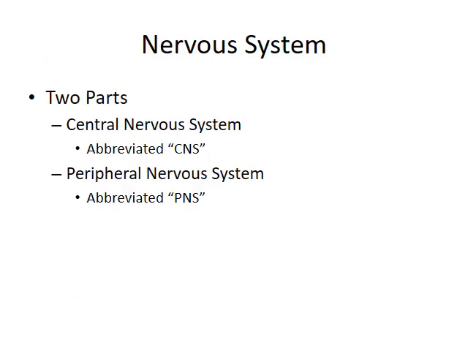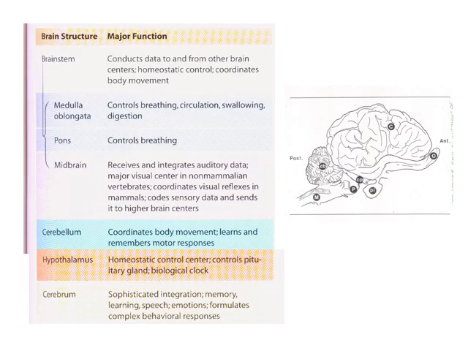When we think about the nervous system, we're dealing with two different parts: the central nervous system, which we'll abbreviate CNS, and the peripheral nervous system, which we'll abbreviate PNS. If we look at the central nervous system first, we're talking pretty much about the brain and the spinal cord. You've got some different parts here that you're working with. This is a drawing. It doesn't quite perfectly match up to the list there, but it's good enough for what we're doing.